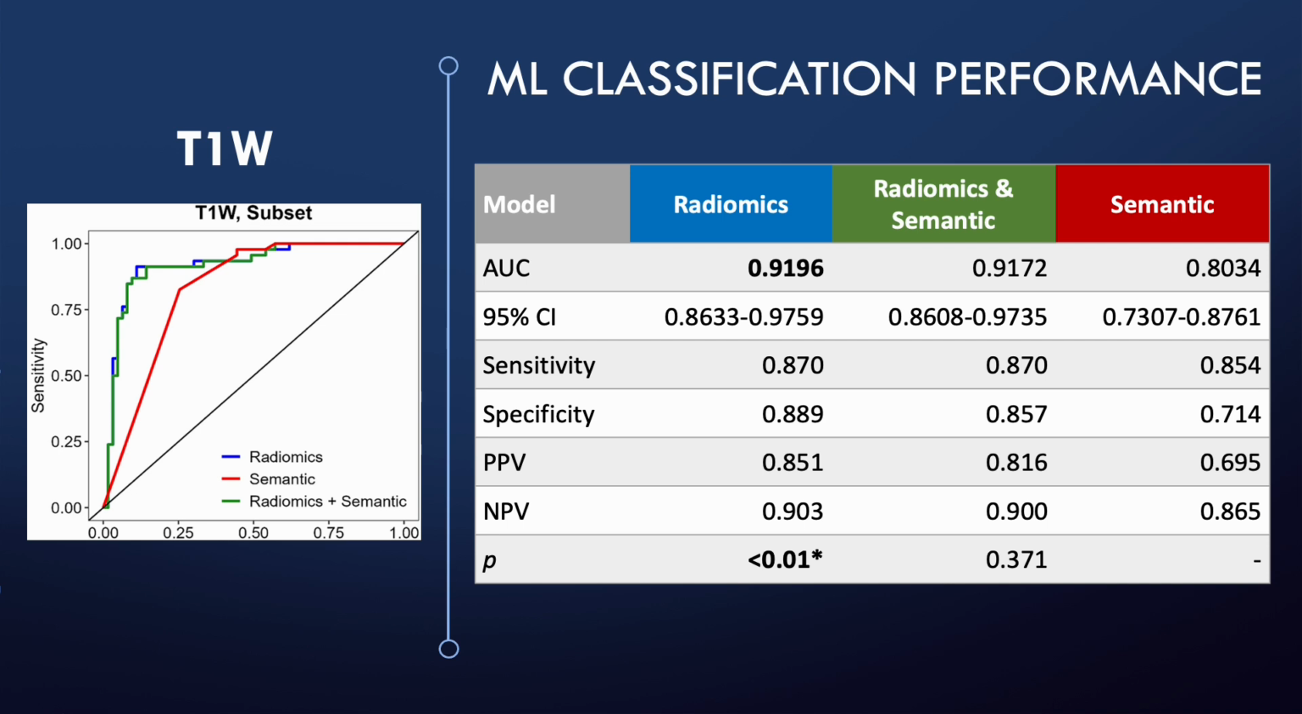However, when we added these semantic features to the radiomics models, here in the green column, we see that it did not result in better performance, and this was true for all tested MR sequences, with our T1 weighted subset model shown here as an example. Note the close relationship between the blue radiomics curve and the green combined radiomics and semantic model curves in the ROC plots to the left. When our radiomics models were compared to a model exclusively using semantic features, here in the red column, or shown in the red curve, all the radiomic models performed significantly better.